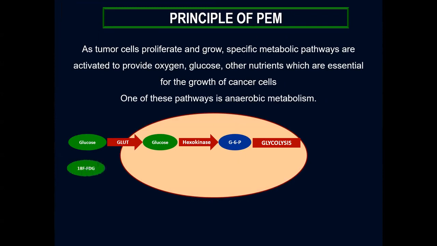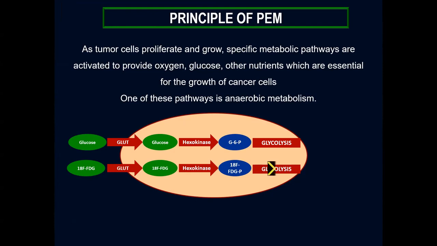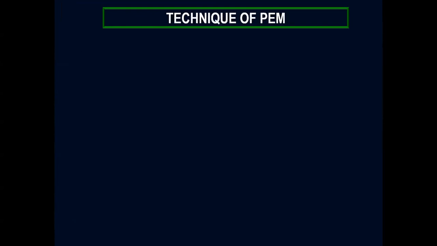If we label this glucose and it becomes the 18F-FDG, it is also taken up by the cells using the glucose transporter. Inside the cells, it is also subjected to the hexokinase, which changes it into 18F-FDG phosphate. But this FDG phosphate does not undergo glycolysis, and it becomes trapped inside the cell, thus giving us enough time to image the radiotracer while still within the cell.